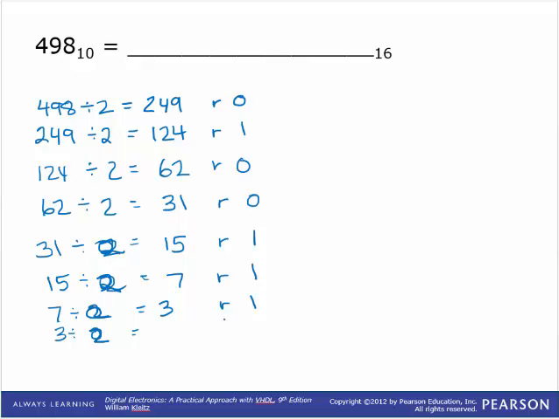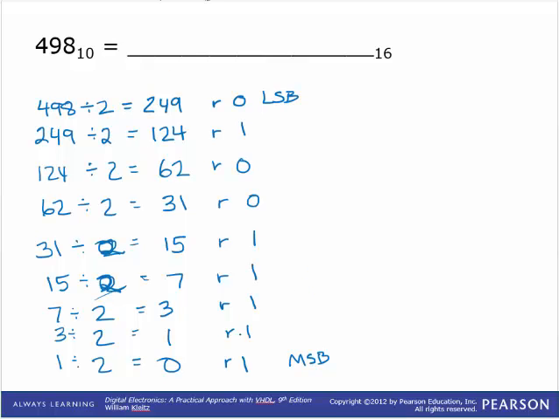I mean, 31 divided by 2 is 15, remainder 1. 15 divided by 2 is 7, remainder 1. 7 divided by 2 is 3, remainder 1. 3 divided by 2 is 1, remainder 1. 1 divided by 2 is 0, remainder 1. This is the most significant bit. This is the least significant bit.